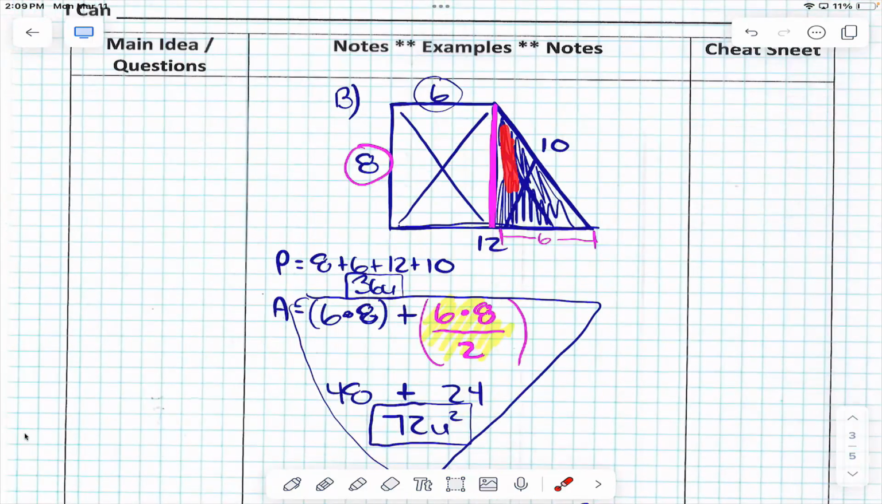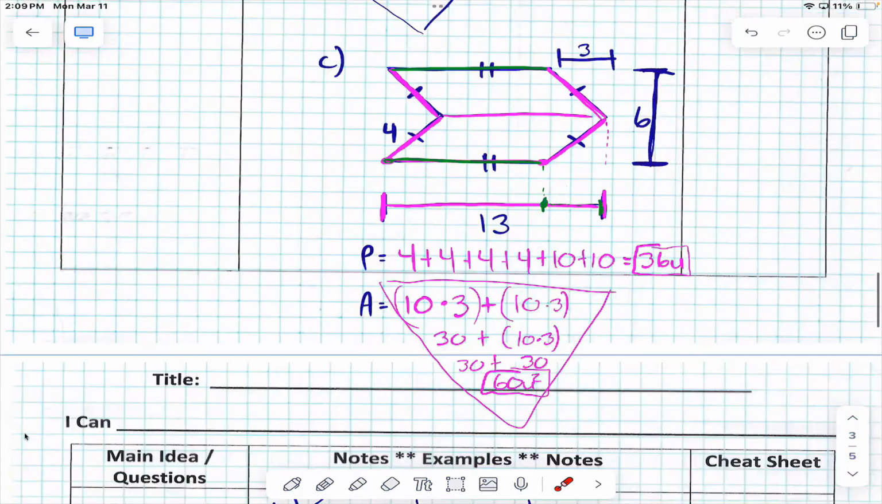We had a triangle here. How do you find the area of a triangle again, you guys? Base times height divided by 2. Divided by 2. Good.